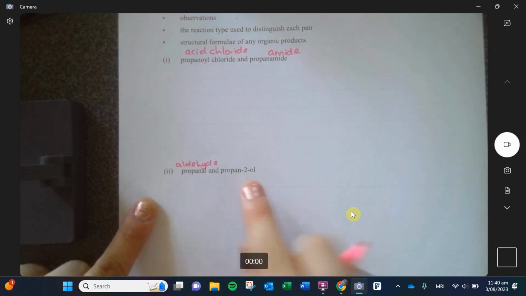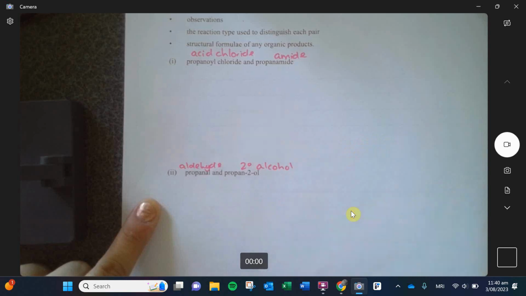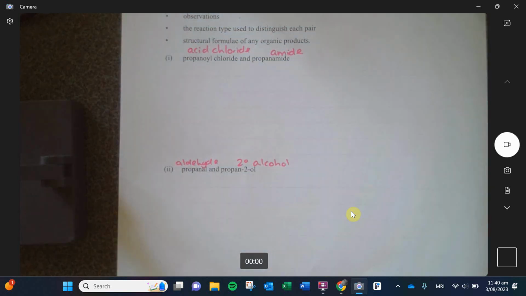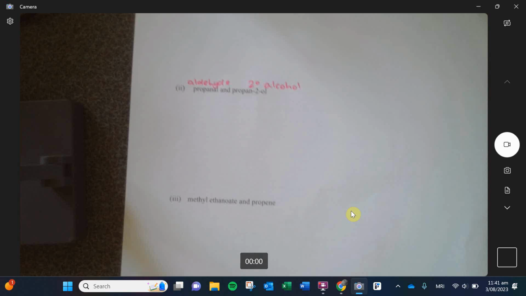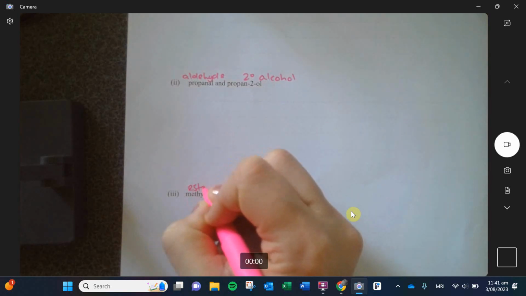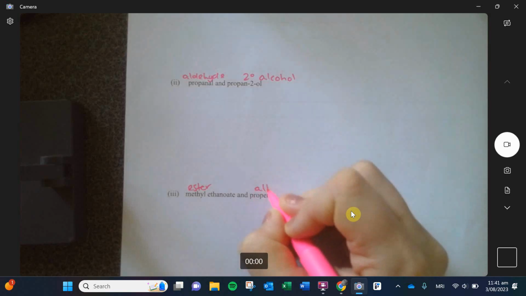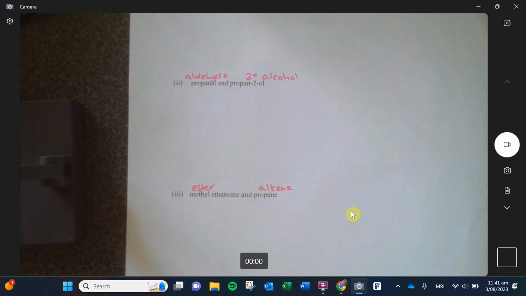And propan-2-ol, that is a secondary alcohol. It's going to be important to distinguish between primary, secondary, and tertiary because we can use different identification tests for them. And the last one on the bottom, I can see that's methyl ethanoate, so that's my ester. And then propene is my alkene. Are we good so far?